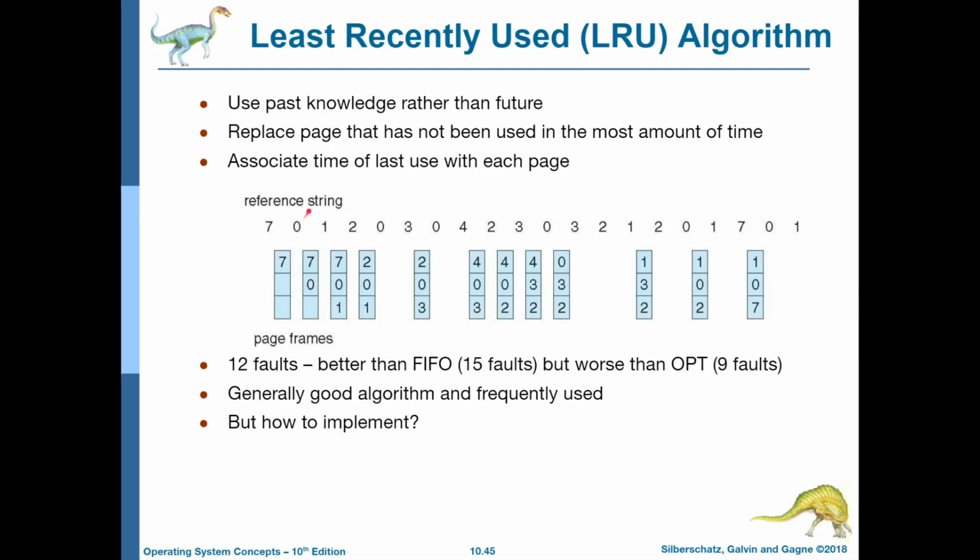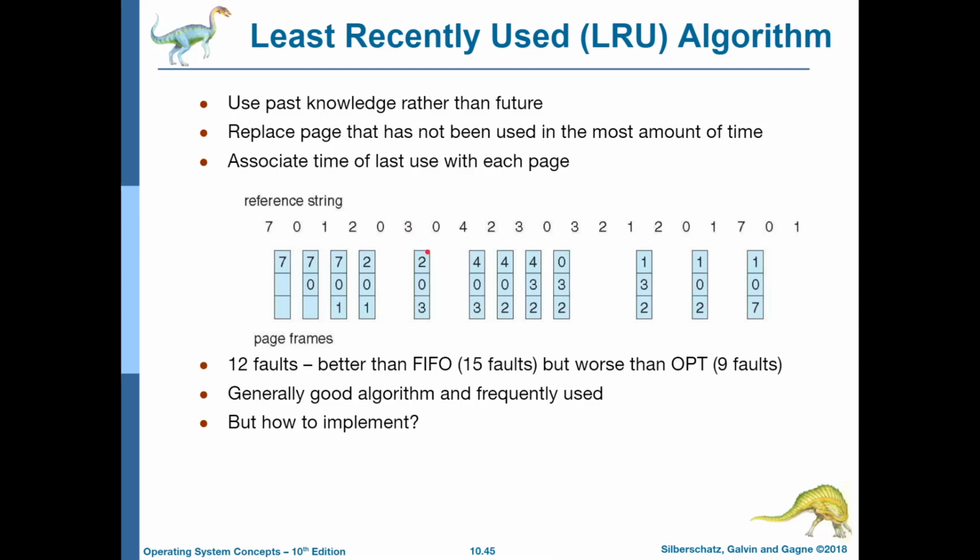So let's go ahead and run through this and let's look through the past. 7, 0, and 1 are the first 3 page faults, but then we have a page fault at 2. Which one's the least recently used? Well, if we go backwards, 1 was used and 0 was used, so 7 is the least recently used, thus 2 replaces it. 0 gives us a hit, and then 3.